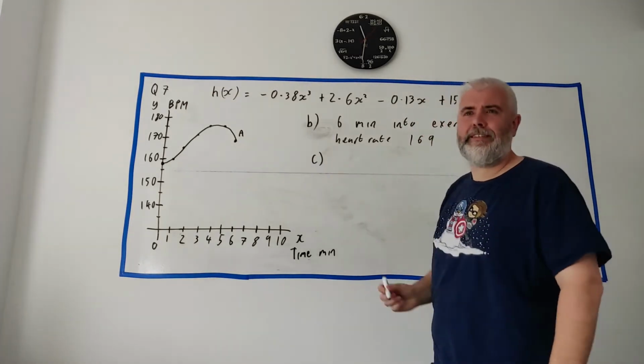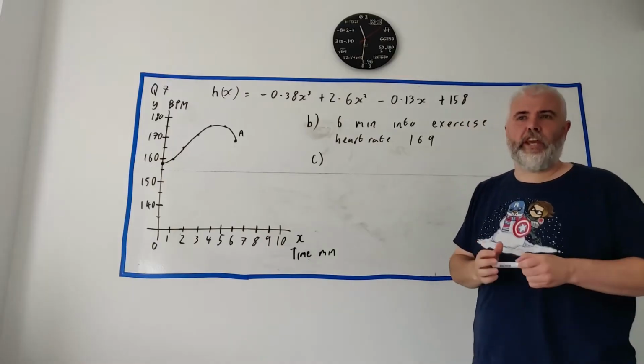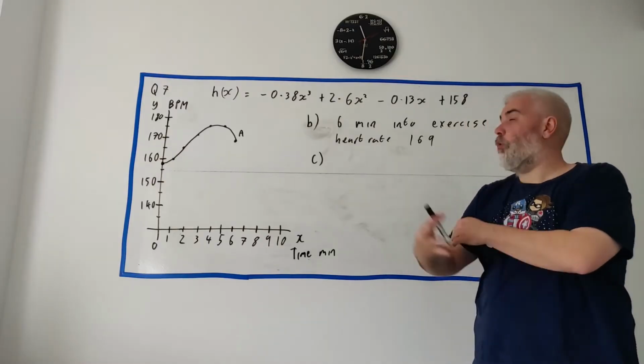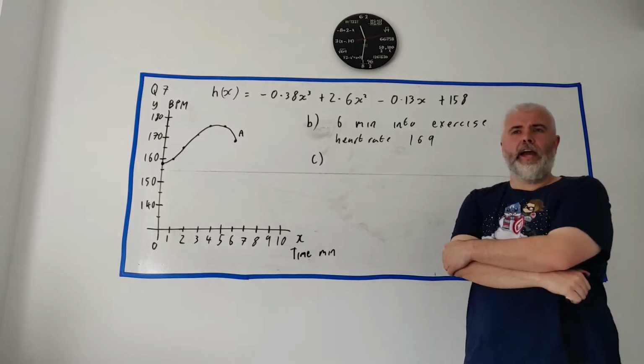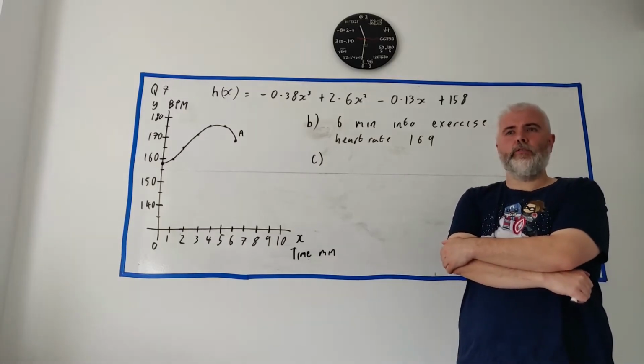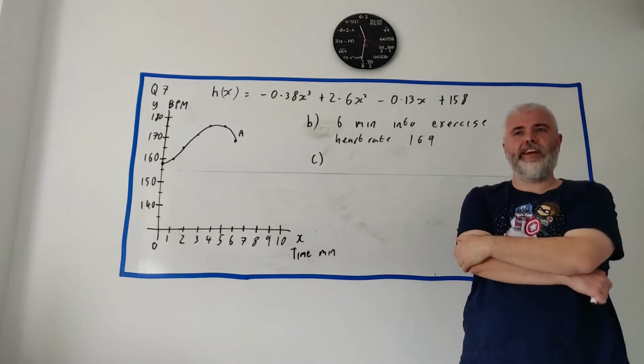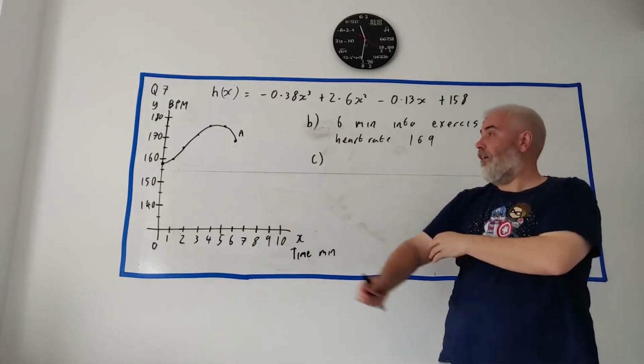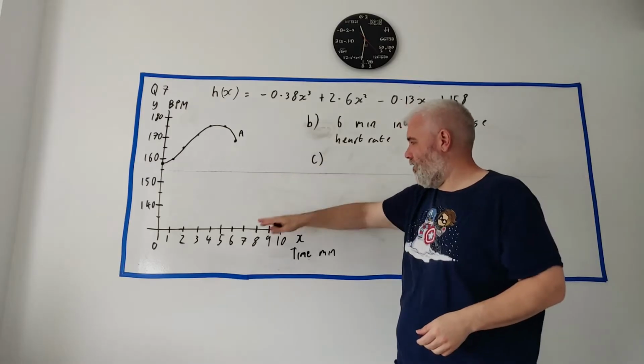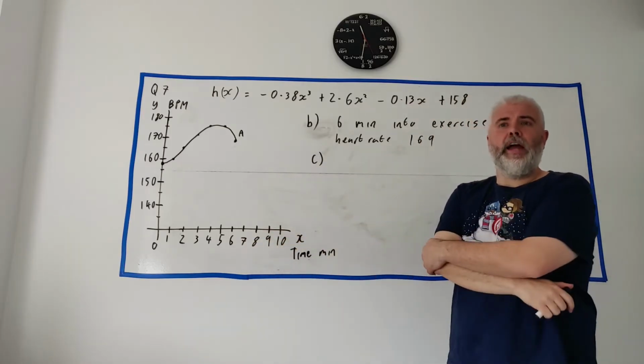Okay, for part C, another strange one, but easy if you understand what's going on in the graph. They want you to continue drawing the graph. I'm trying to read it here as I speak. After the point A. So what happens after this? Because they're giving us more time here.